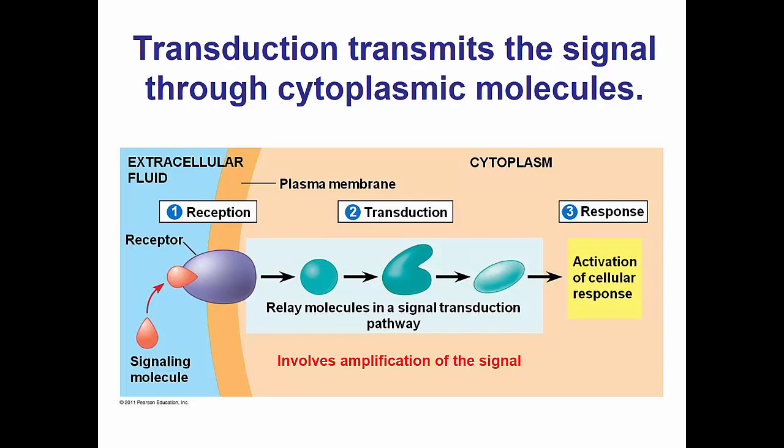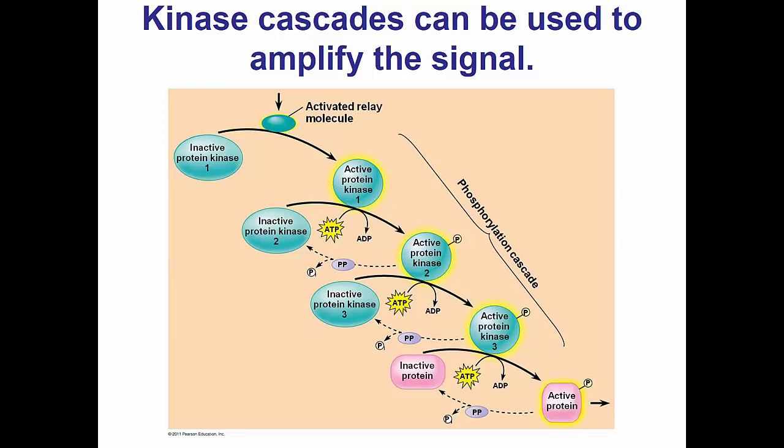What I want to talk about next are some ways that we can amplify the signal. And there are 3 major ways that we're going to see that we can amplify the signal. So the first way we can amplify the signal is through a kinase cascade. And hopefully some of you will remember that a kinase is an enzyme that adds a phosphate functional group to another molecule. And a kinase cascade is activation of a series of kinases through phosphorylation.